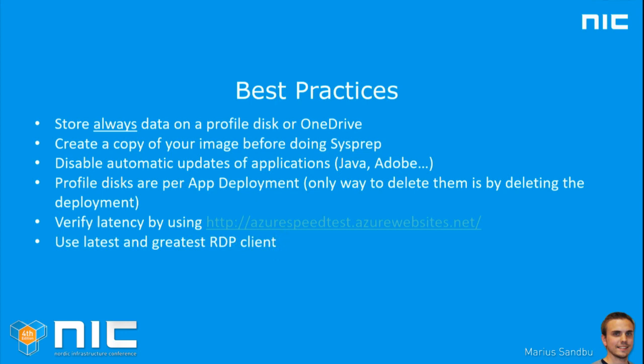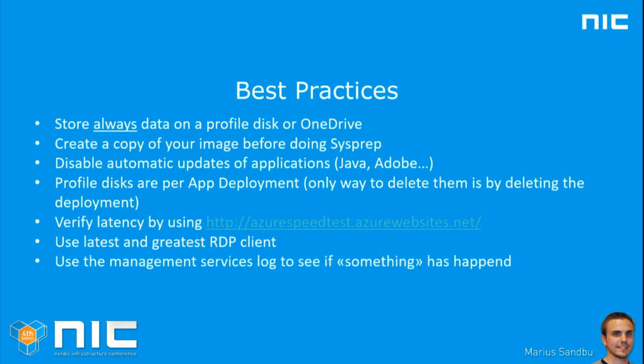Use the latest and greatest RDP client. Microsoft has done a tremendous job in compressing the protocol data usage from version 7 to version 8, so it's important to use that. Also, use the management log to see if something happened. If suddenly something happens and you don't know why, it's probably Microsoft doing something.